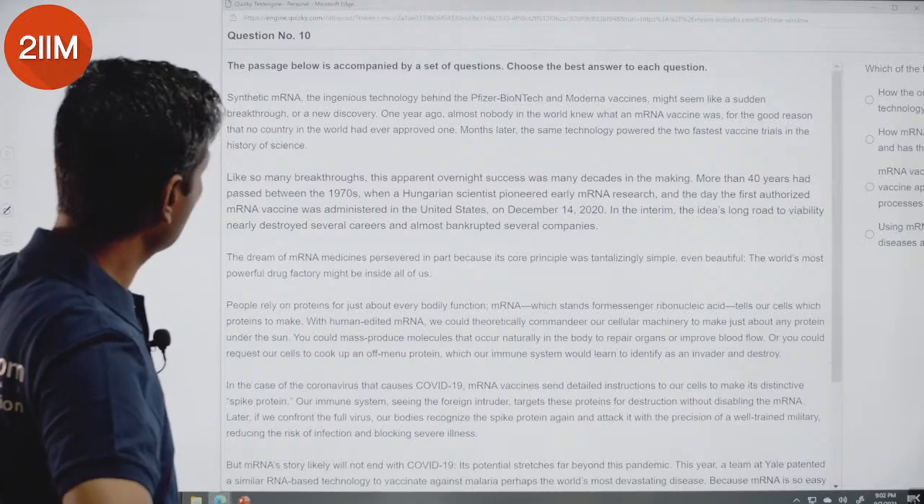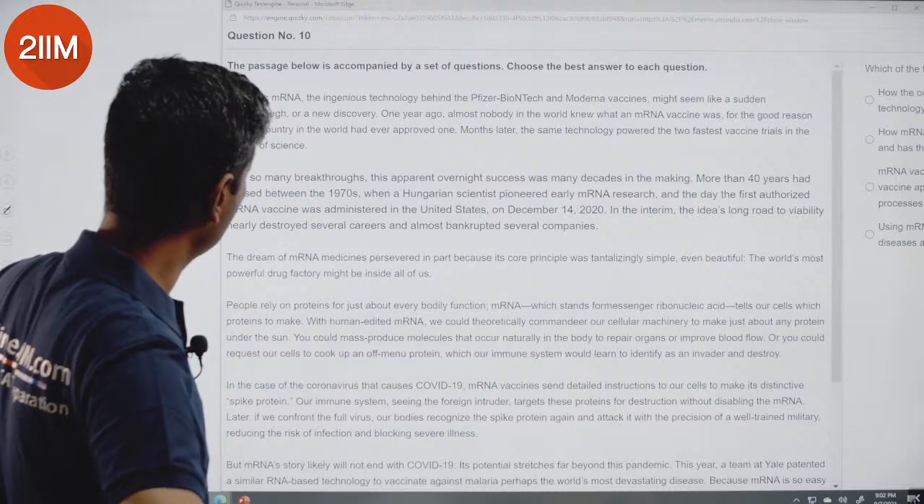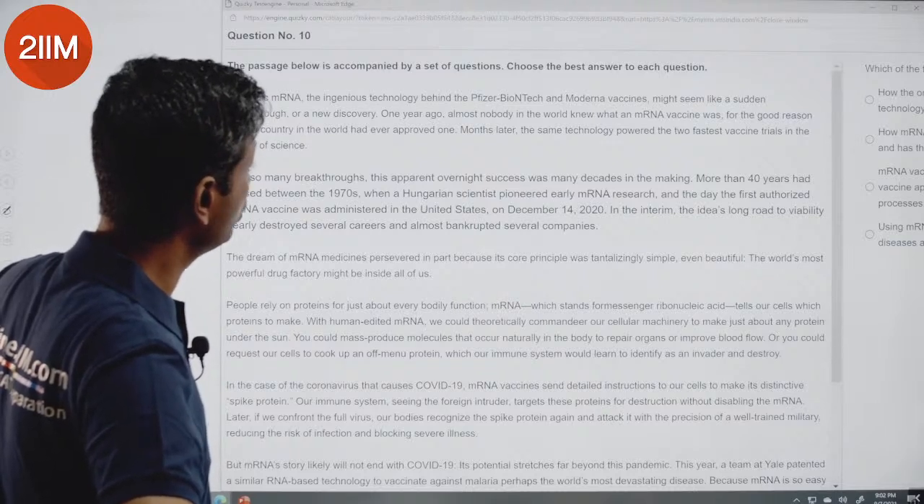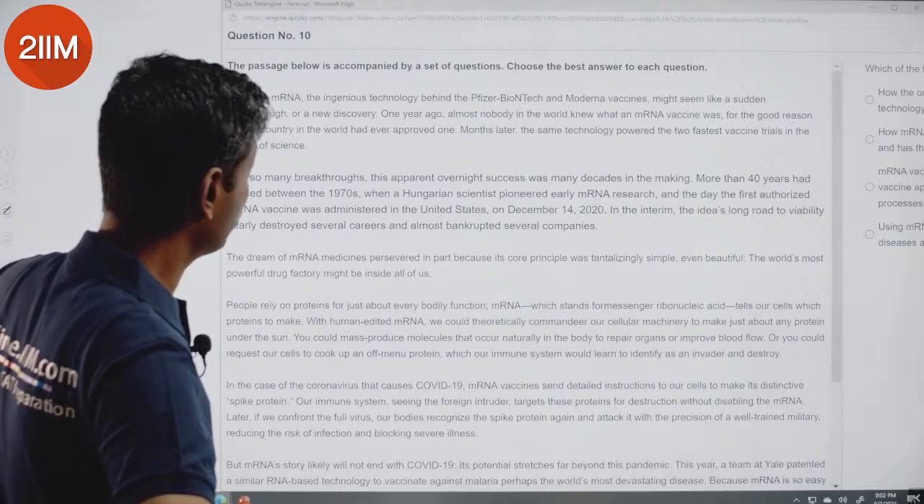Synthetic mRNA, the ingenious technology behind the Pfizer, BioNTech, and Moderna vaccines, might seem like a sudden breakthrough or a new discovery. 1 year ago, almost nobody in the world knew what an mRNA vaccine was, for the good reason that no country in the world had ever approved one.